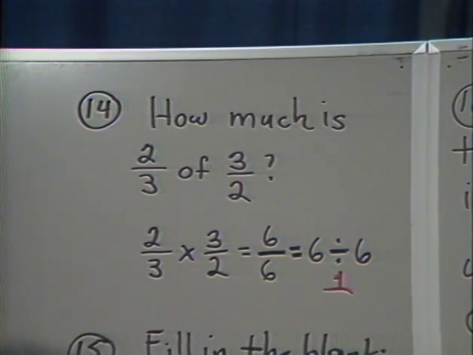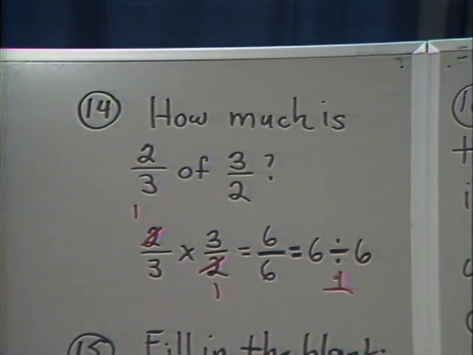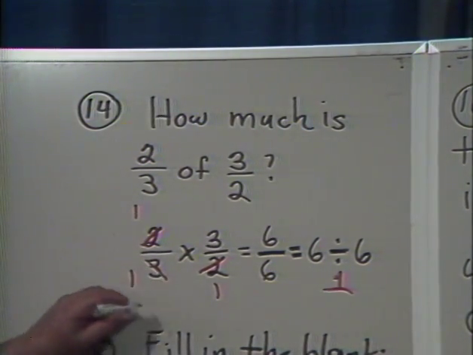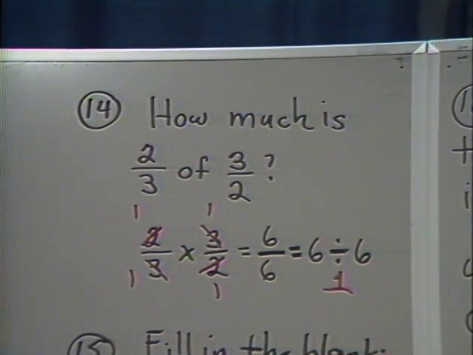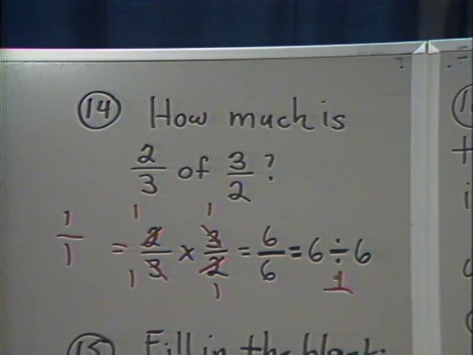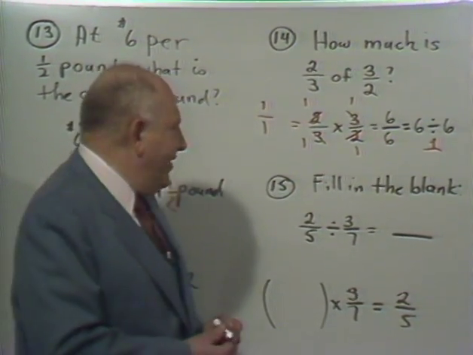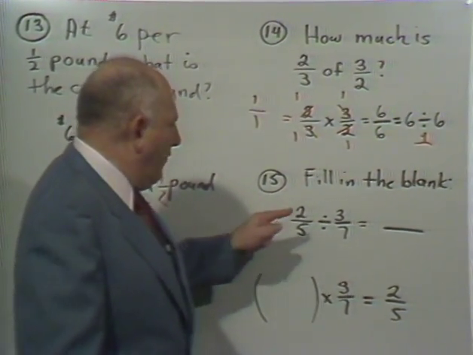And if you want to do this the shortcut way, you see the 2 in this numerator cancels the 2 in this denominator. The 3 in this denominator cancels with the 3 in this numerator, and you wind up with 1 times 1, which is 1, over 1 times 1, which is 1. And you say, well, isn't that nice? But what do you do with that? And the answer is, what you do with that is the following.